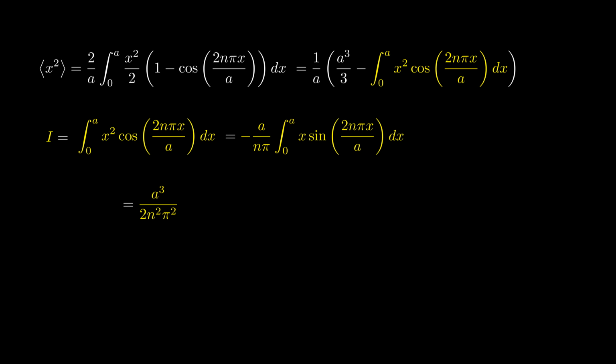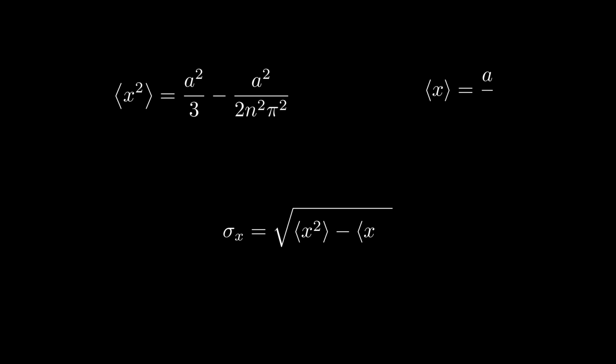Substituting this result into the first integral, we find that the expectation value of x for the infinite square well is as follows. The standard deviation of x, often denoted as sigma sub x, measures the spread or uncertainty of the position x in a quantum system. It is the square root of the expectation value of x squared minus the square of the expectation value of x, providing a quantitative measure of how much the position varies around the average position.